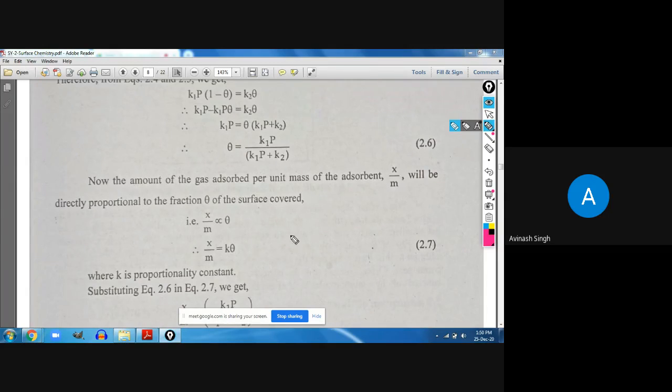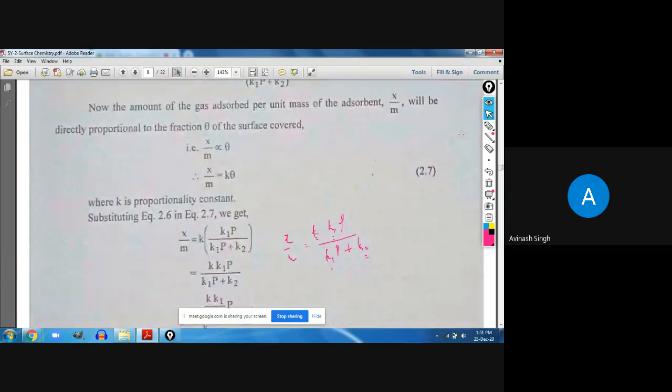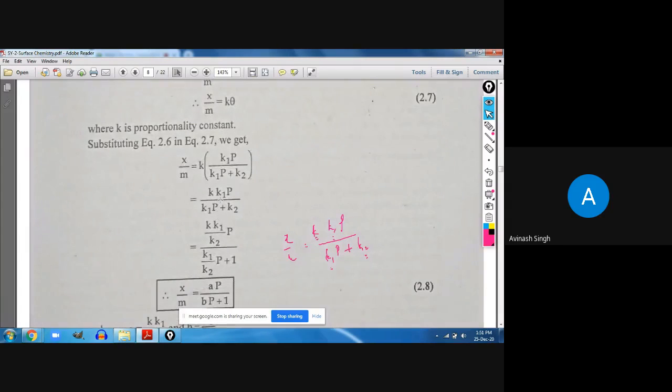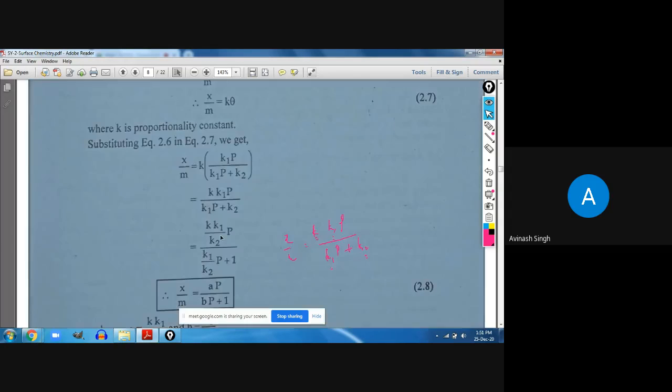So x by m will be equal to k times k1 p divided by k1 p plus k2. ठीक है. ध्यान रखो ये कांस्टेंट है, ये कांस्टेंट है, सब कांस्टेंट है. तो ये आ गया यहाँ तक है हम लोग. देन यहाँ पे क्या किए? You divided everything by k2, numerator and denominator.